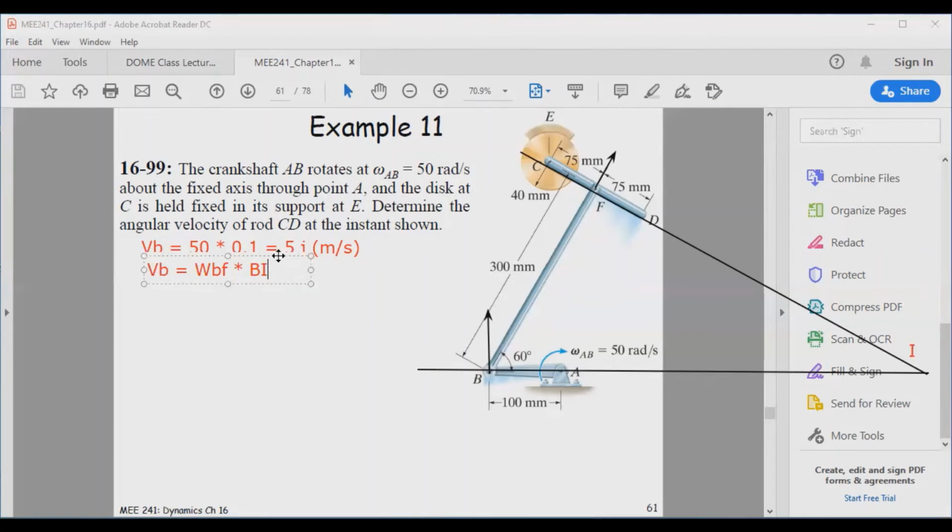And so what I can do here is I know BI and I know VB, so I can find omega BF. It's going to be equal to VB divided by BI, right? What is the value of BI? What is the length of this guy right there? Well, I know this angle is 60. 0.3 divided by cosine 60. Exactly, right? Why? Because I know BI cosine 60 is going to be equal to 0.3, so BI is going to be equal to 0.3 divided by cosine 60.